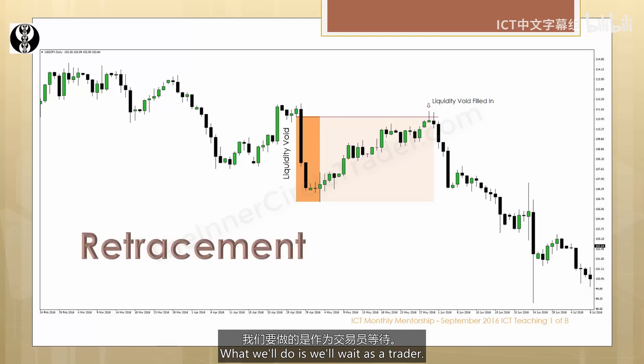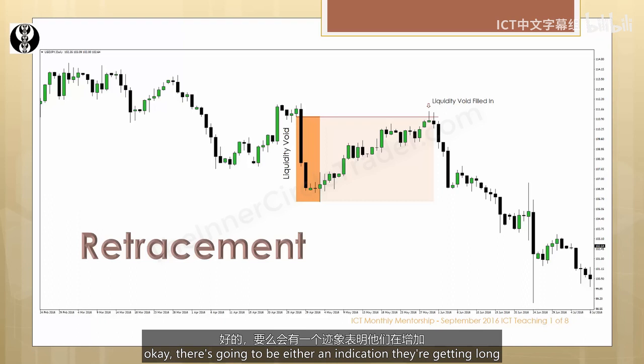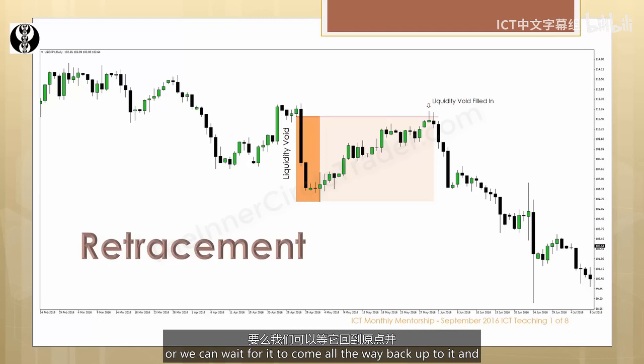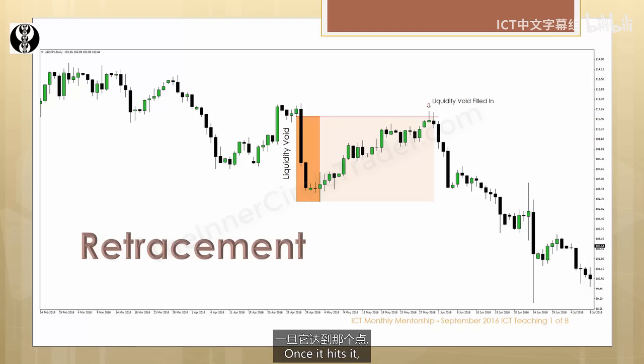Well, what we'll do is we'll wait as a trader. We won't chase price. We'll wait and say, okay, well, there's going to be either an indication to get long and try to fill in that range, or we can wait for it to come all the way back up to it and fill in the liquidity void. Once it hits it, then it'll probably resume going lower.